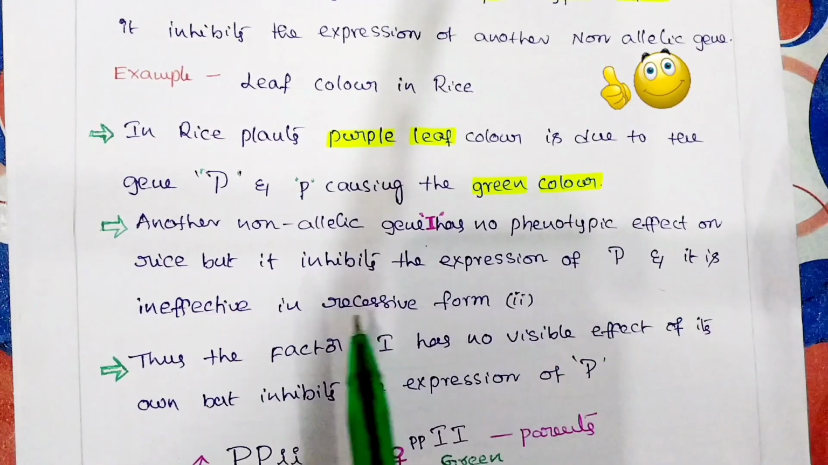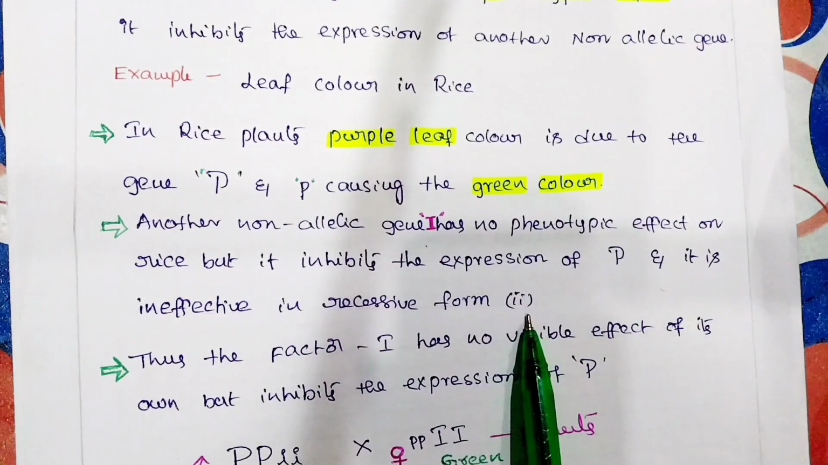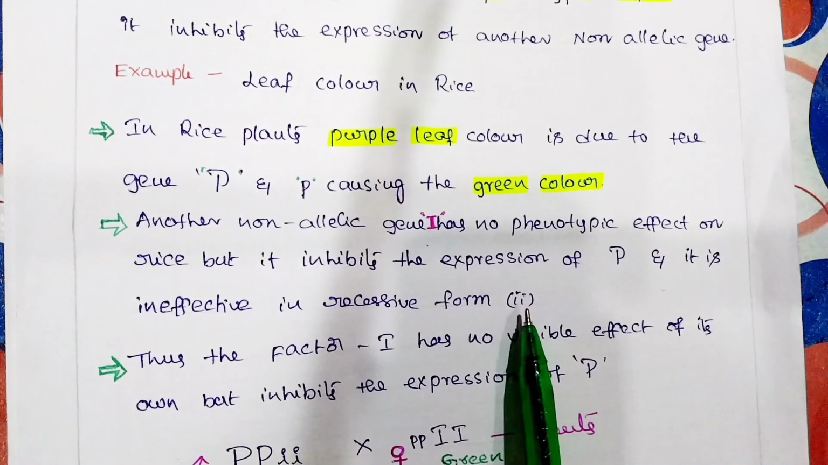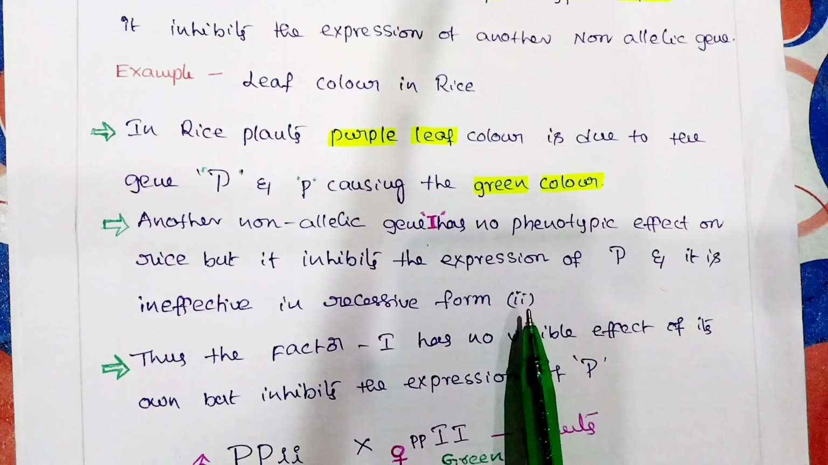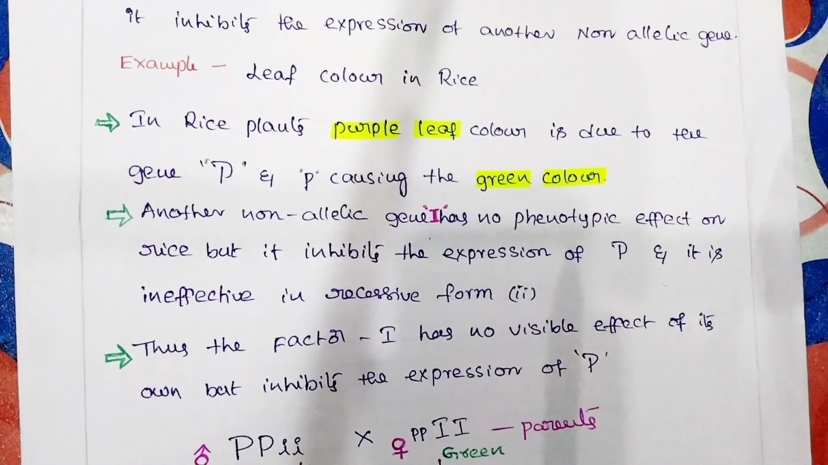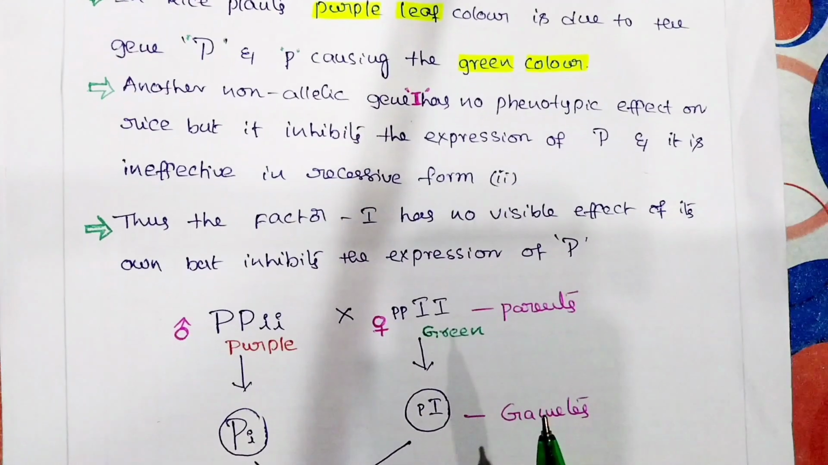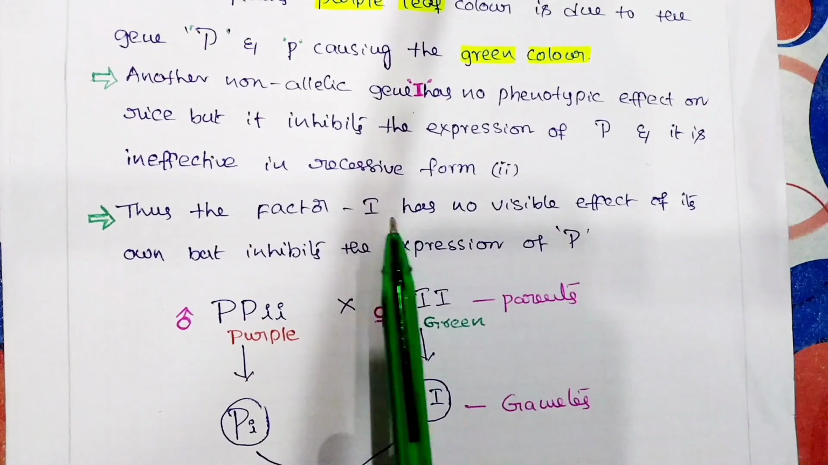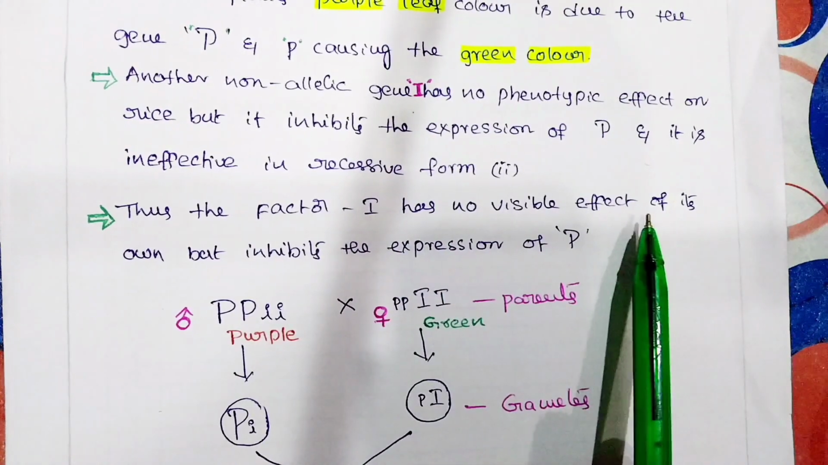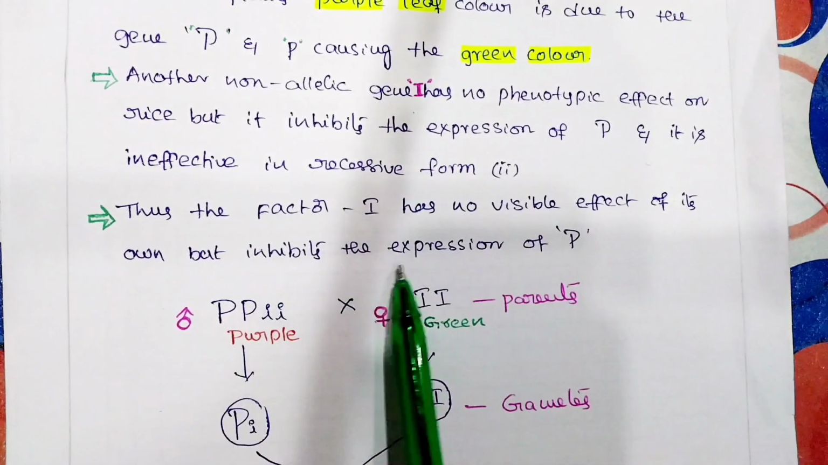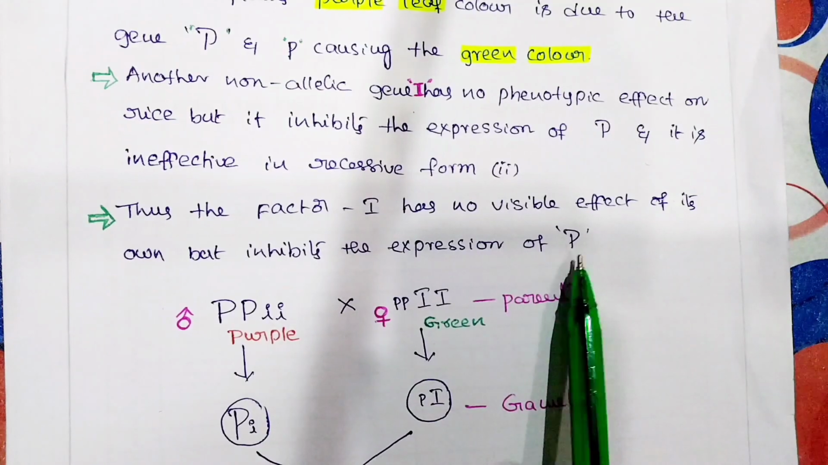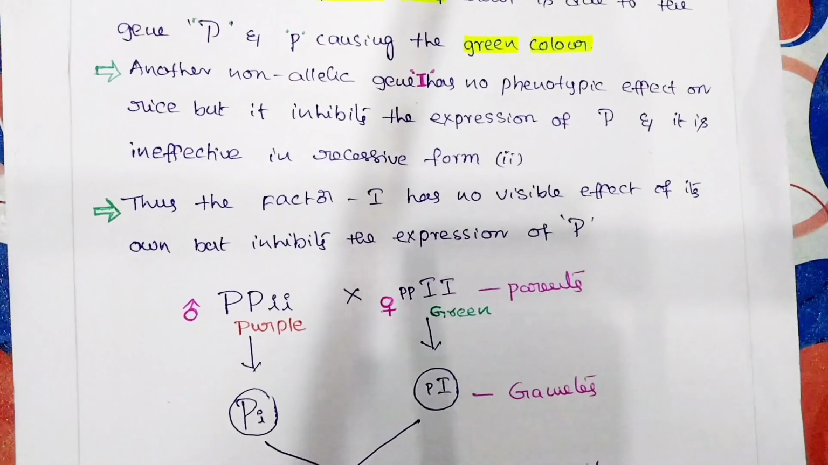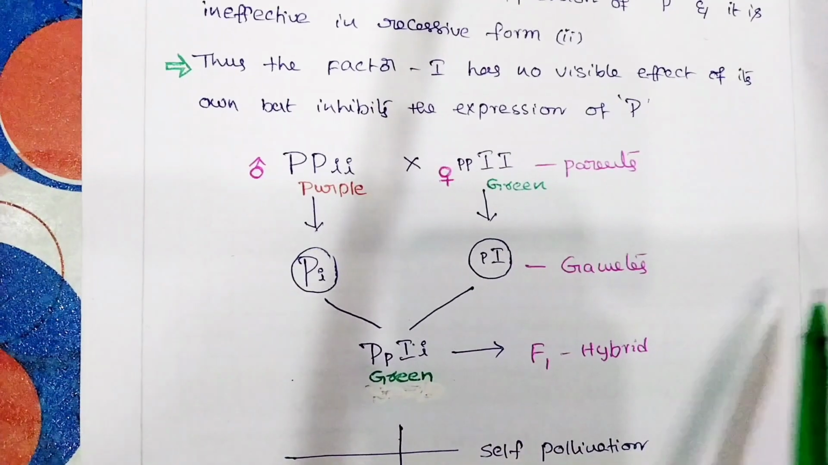When it is in the recessive form, small i, it is ineffective. That means it does not inhibit the expression. Thus the factor I has no visible effect, but it inhibits the expression of capital P. That means purple leaf color is inhibited by the capital I gene. So let's see the cross.